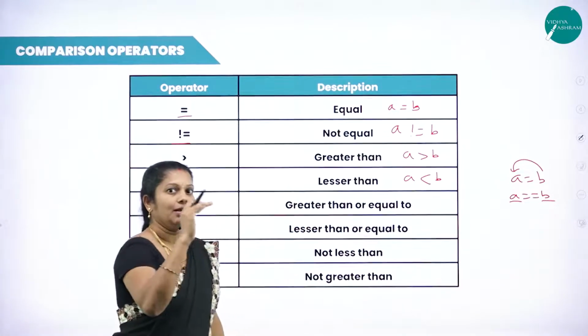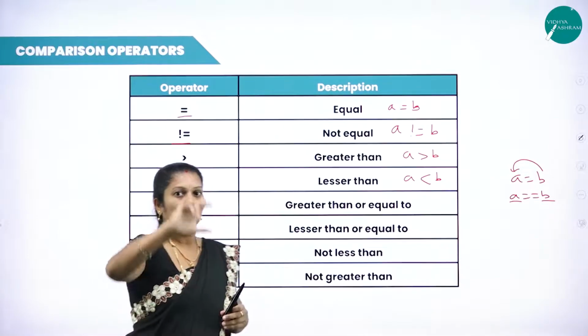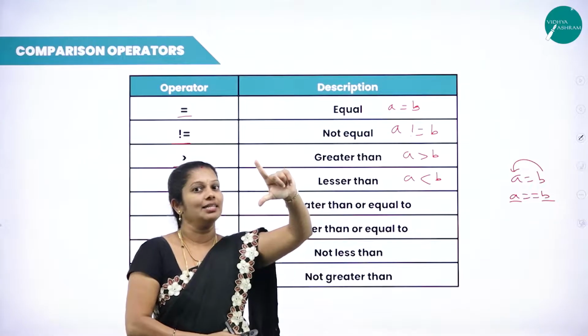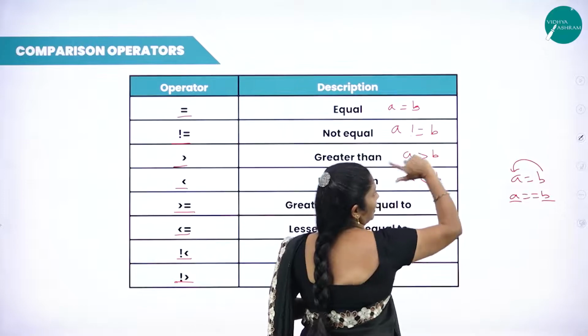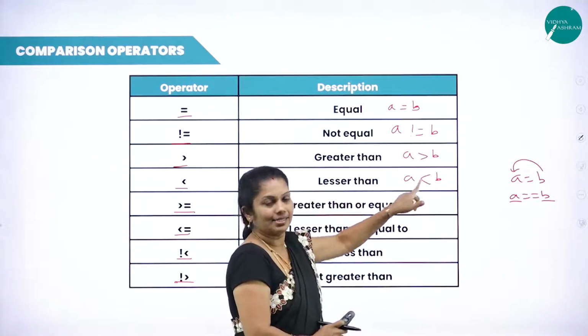Some of you still will get confused about which is the greater than symbol and which is the less than symbol. If you use your right hand, then it is a greater than symbol. If you use your left hand, then it is a less than symbol. Whereas here I am using the right hand side, so it is a greater than symbol. If you use the left hand, then it is a less than symbol.